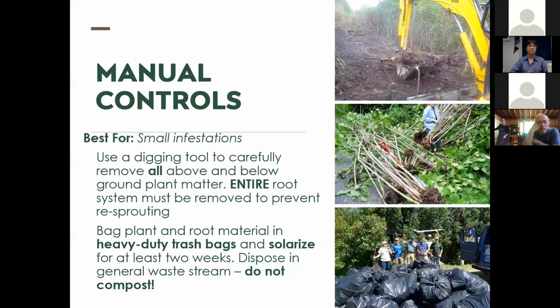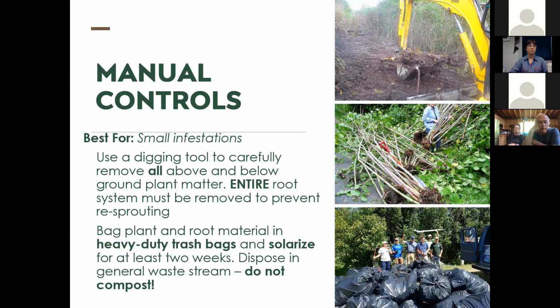This is most effective for small infestations. If we remember back to Becca's presentation talking about the biology of this species, we know that it has a very extensive underground root system. We know that those roots and above ground stems can both spread by fragmentation. So if we're trying to control this species manually, it's important that we're removing all of that plant material. So we can use a digging tool to carefully remove those above ground stems and below ground roots, remembering that anything that's left behind, even a small fragment only an inch long, can regrow into a new plant.